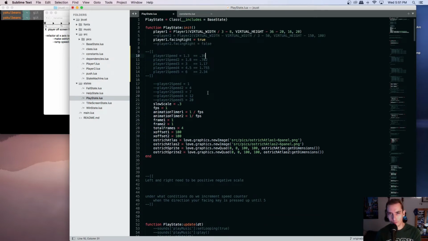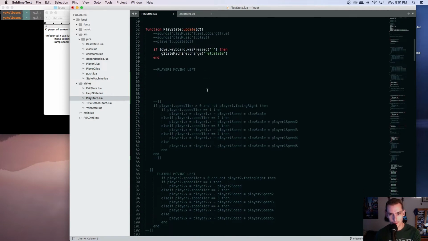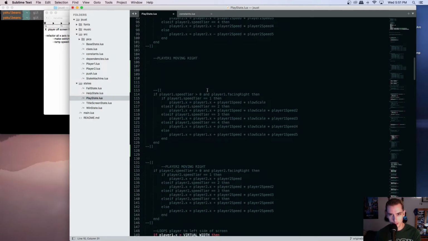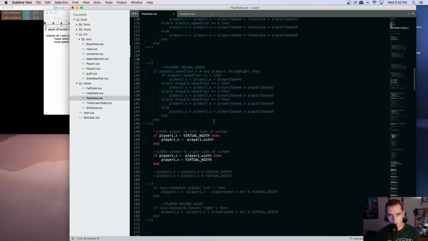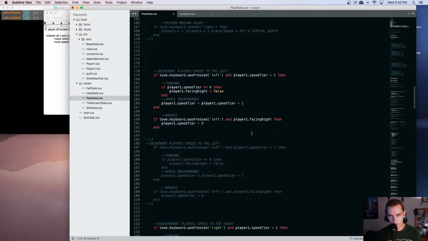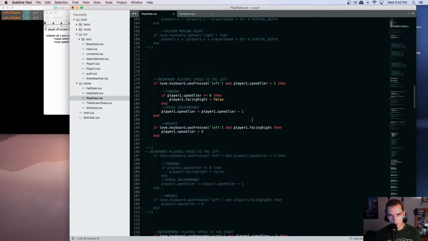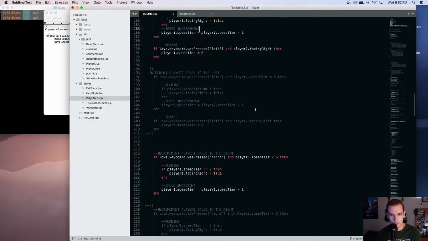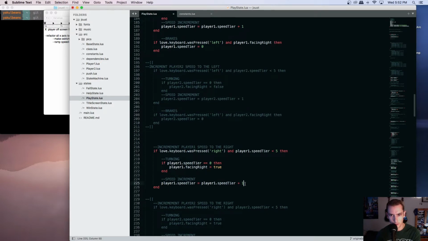It's amazing the amount of resistance I have to start this from scratch again, even though it's not that difficult. So I guess let's see where I do the speed tier right here. This is where I increment the speed tier, at least for when I'm going to the left. When I'm going to the right, this is where I increment the speed tier.